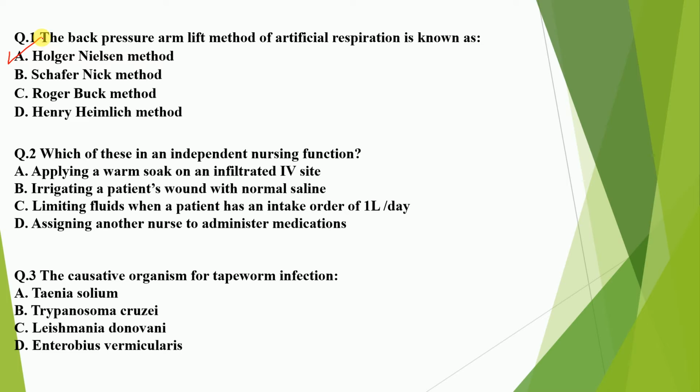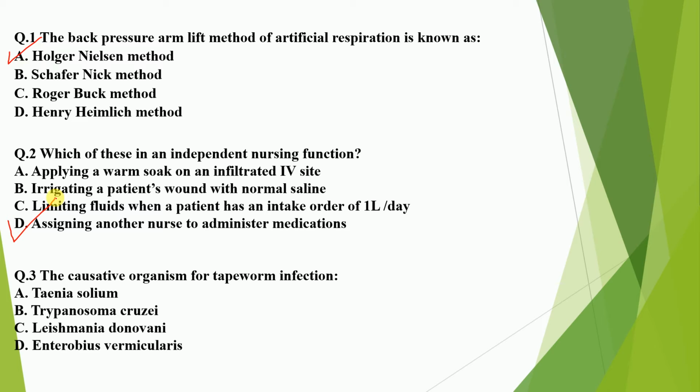Next question. Which of these is an independent nursing function? Option A, applying a warm soak on an infiltrated IV site. Option B, irrigating a patient's wound with normal saline. Option C, limiting fluids when the patient has an intake order of 1 liter per day. Option D, assigning another nurse to administer medication. Correct answer is option D, assigning another nurse to administer medication.